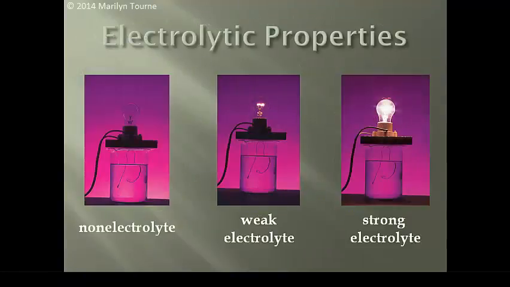In the beginning of the video, I mentioned that aqueous solutions can be classified into two different things, non-electrolytes or electrolytes. First, let's talk about an electrolyte. An electrolyte is a substance that, when dissolved in water, results in that solution conducting electricity. A non-electrolyte is completely the opposite. It does not conduct electricity when dissolved in water.